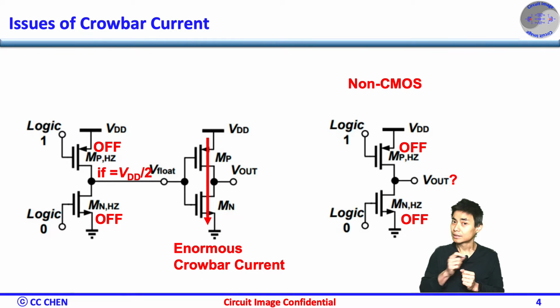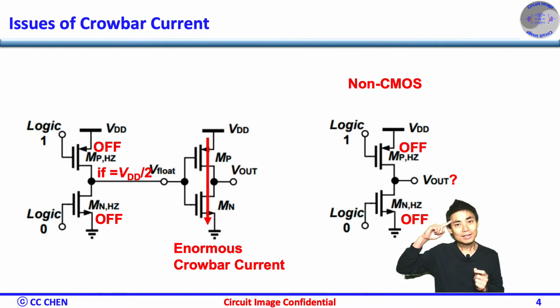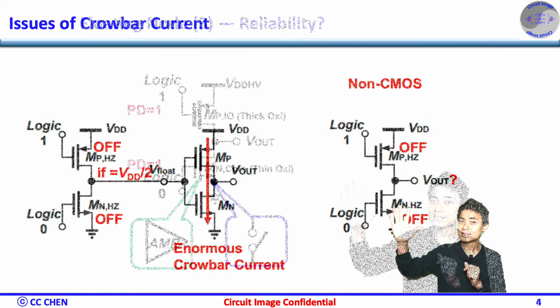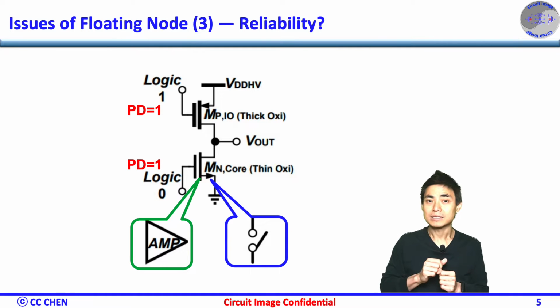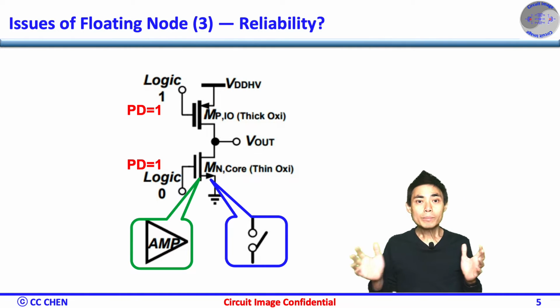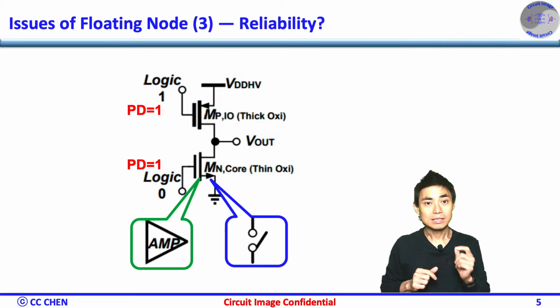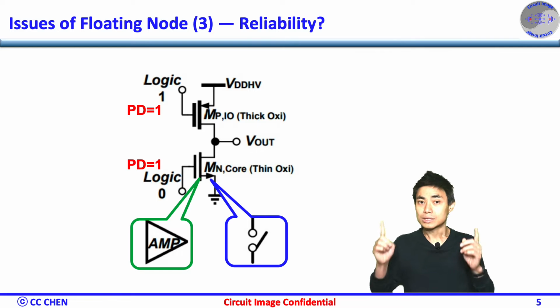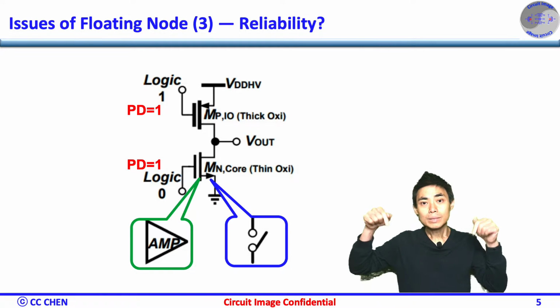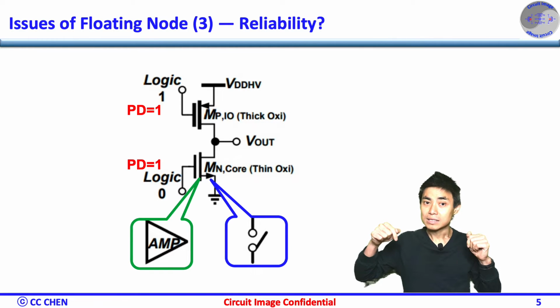Besides the current concern, do you see any other voltage concern? Think about a level shifting image for 5 seconds. Correct. For high-speed amplifiers or switches, we may need the core device instead of the I/O high voltage device to either boost the speed or minimize the RC parasitics.